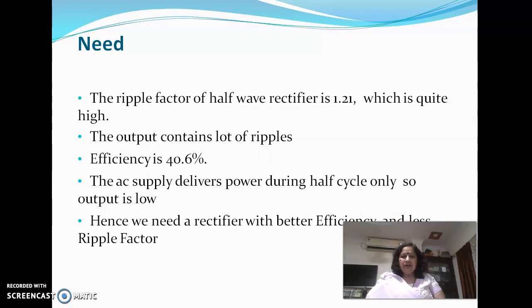Efficiency of a half-wave rectifier is just 40.6% because it conducts current for only one half cycle of the signal, and the remaining half cycle, the negative half cycle we can say, is suppressed. Hence, we need a rectifier with better efficiency and less ripple factor.